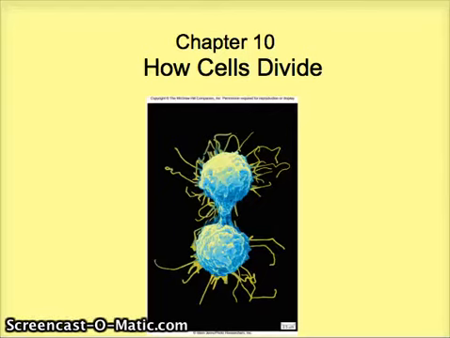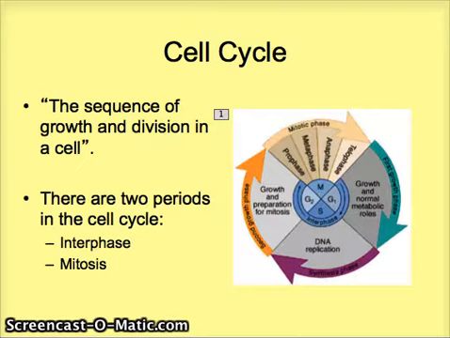Chapter 10, How Cells Divide, also called the Mitosis chapter. The cell cycle begins immediately after the previous cell division. This begins in two periods, interphase and mitosis. Mitosis is the portion where the cell actually divides. Interphase is the longest part of the cell cycle. During interphase, the cells grow, carry out their normal functions, and prepare for mitosis.